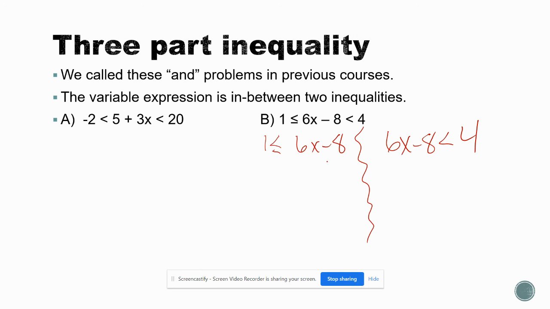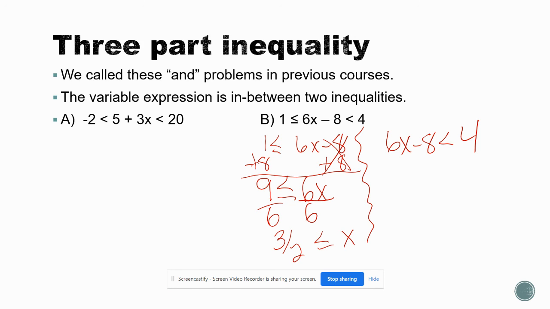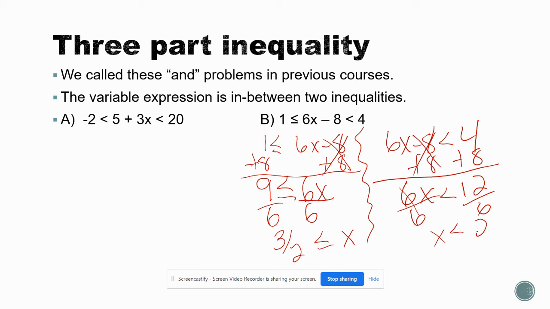Solving for x on the left problem, we're adding 8. We get 9 is less than or equal to 6x, the 8's add to 0. Divide by 6 on both sides. We're going to reduce that to 3/2 is less than or equal to x. On the right side, add 8 to both sides. So we have 6x is less than 12. Divide by 6, and we have x is less than 2.